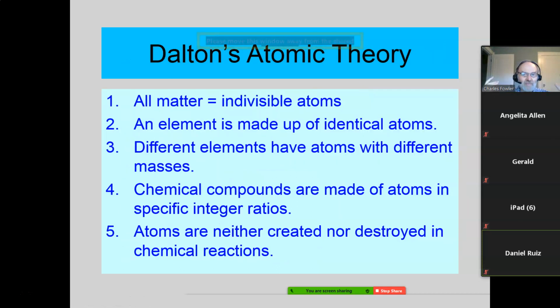So here are the basic elements of Dalton's atomic theory. All matter is made up of indivisible atoms. That's sort of a redundancy there. Atoms means indivisible, so these cannot be broken down any smaller and still be that form of matter. We know today you can break atoms apart, but it always produces something different. But the smallest particle that a material can be in and still be that material is an atom.